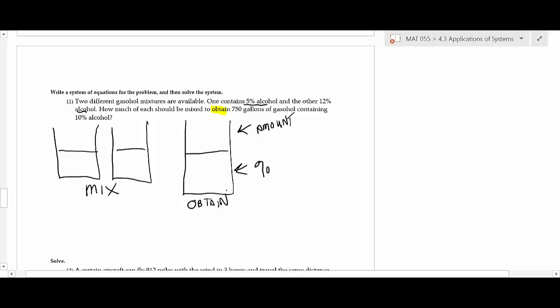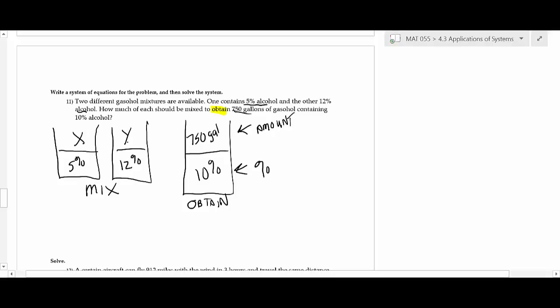So let's see if we can fill this out from here then, okay? We're trying to obtain what? 750 gallons. And what percentage does that say? Containing 10% alcohol. That's what it says, right? Look for that word gets, needs, obtains, whatever. That's what you're trying to get. Okay, what are you trying to mix? 5 and 12, right? 5%, 12% like that. Okay, what are your two unknowns? How much you're mixing, right? Okay, so we have that. So that would be what you get.